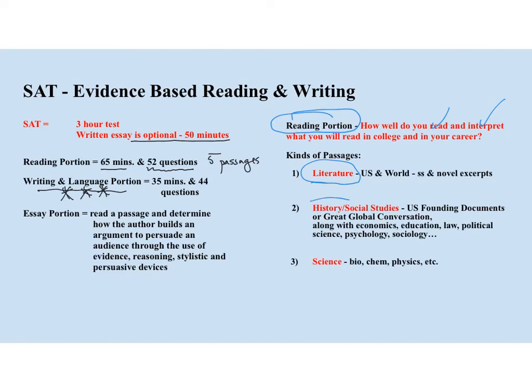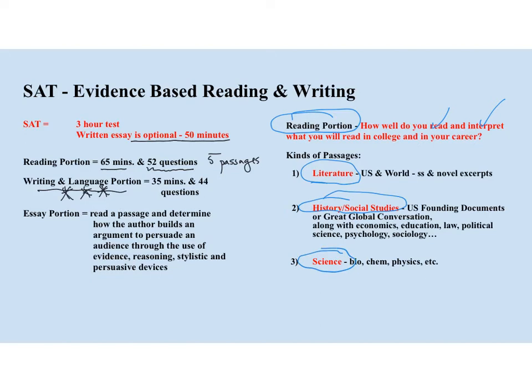There will also be passages on history and social studies. Founding Fathers documents, excerpts from the Gettysburg Address or from the Declaration of Independence, the Constitution, or the Great Global Conversation. What do we mean by that? We mean, in particular, the world view of topics like freedom or human dignity or justice. Passages in this category could come from political science, law, education, economics, psychology, sociology, you name it. In this section and in the third section, there will often be graphs and charts and tables that have to be interpreted.